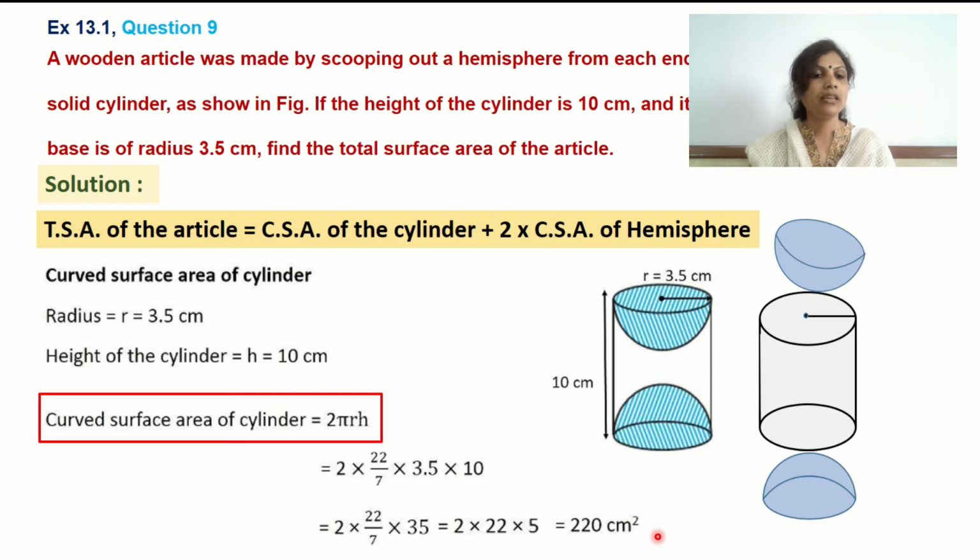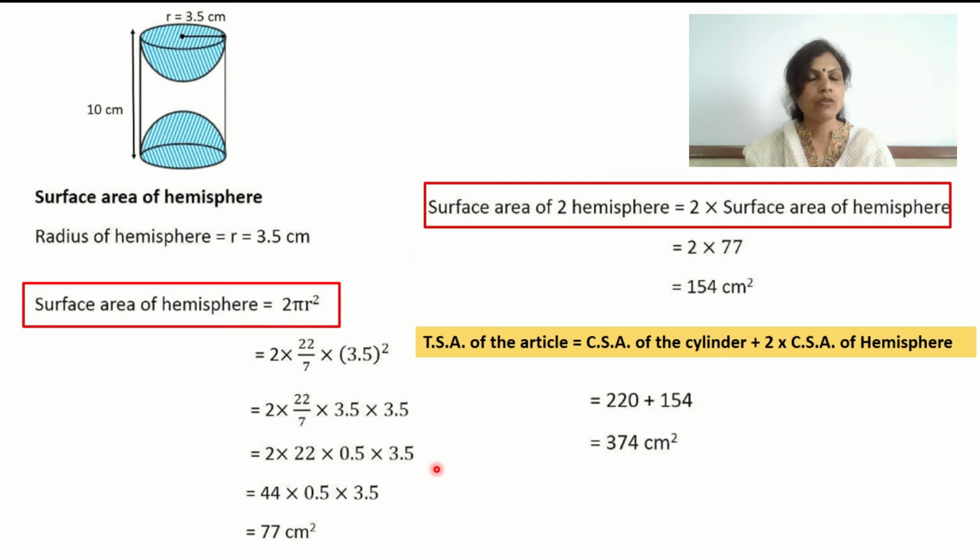Let's now find out the curved surface area of the hemisphere. That is equal to 2 pi r square. So we'll need the radius, and the radius of the hemisphere is equal to 3.5 centimeter. So 2 pi r square is our formula for the curved surface area of hemisphere. Let's substitute the values. 2 into 22 by 7 into 3.5 the whole square. So we will write 2 into 22 by 7 into 3.5 into 3.5.